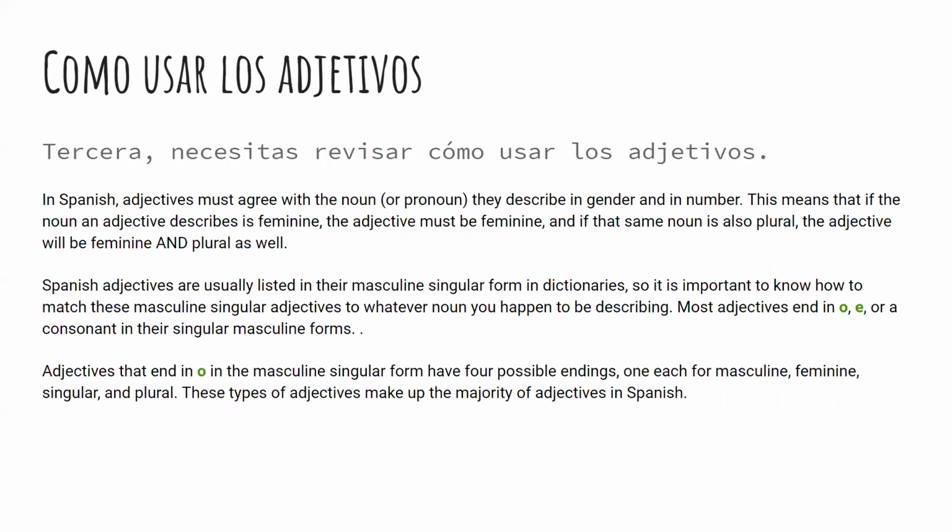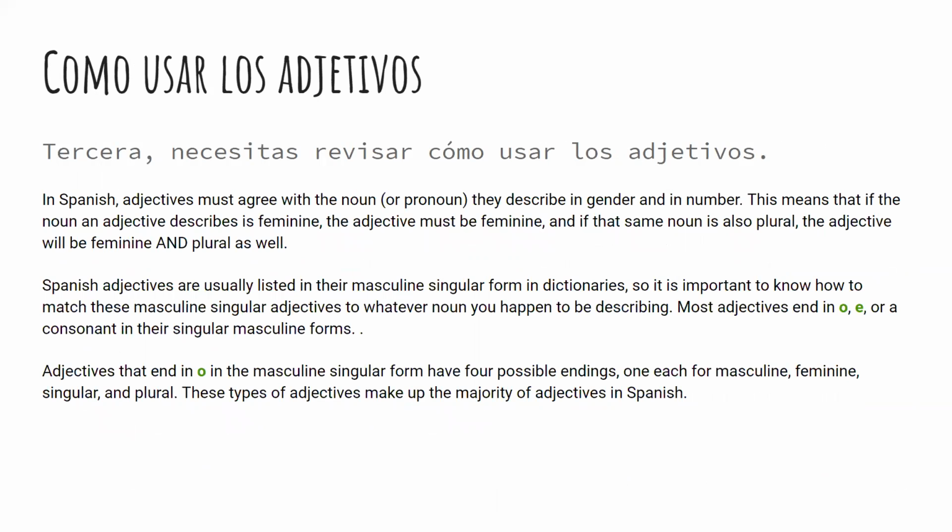Tercero, necesitas revisar cómo usar los adjetivos. So next, we need to review how to use adjectives. So in Spanish, remember that we have to create those happy little family sentences. So we need to make all of our nouns and adjectives and everything match in gender and in number. Okay? So, in Spanish, adjectives have to agree with the noun or pronoun they describe in gender and number. That means that if the noun describes something feminine, then your adjective should be feminine also. And if the same noun is also plural, the adjective has to be feminine and plural.